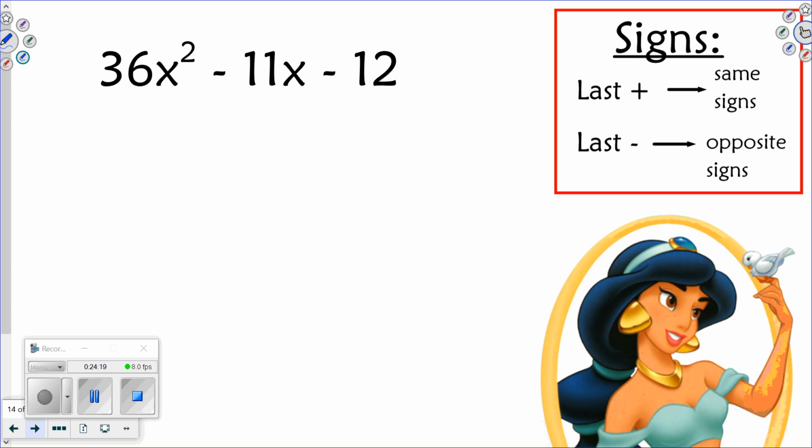36x squared minus 11x minus 12. This one's fun. What are your options for A? Start with a nice ordered list. 2 and 18. 4 and 9, 6 and 6.